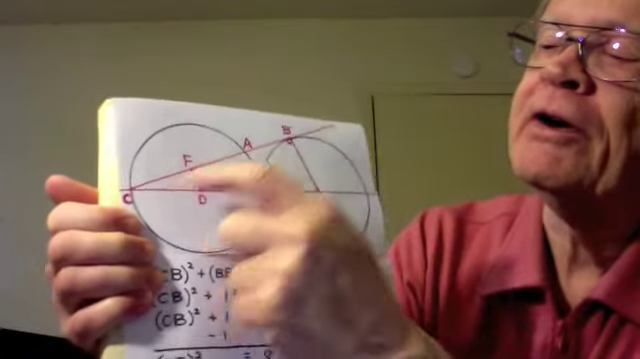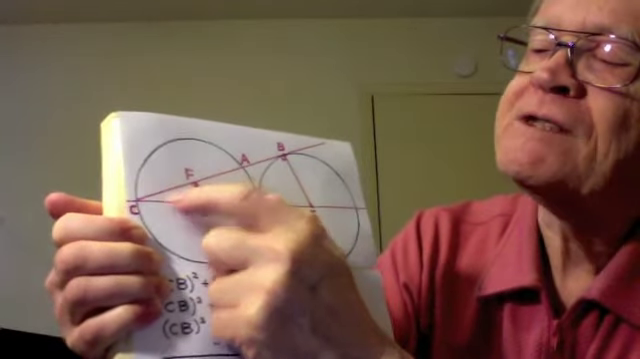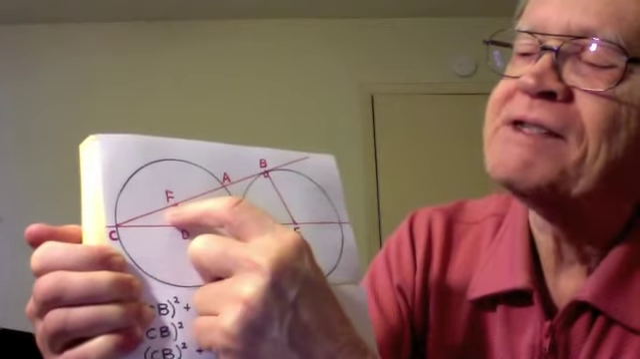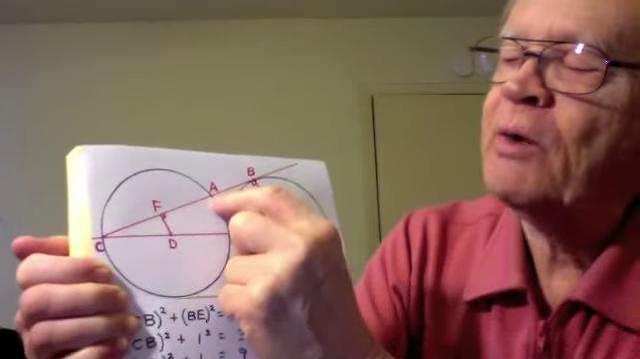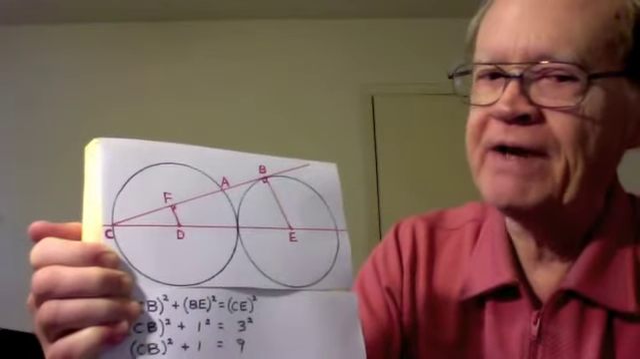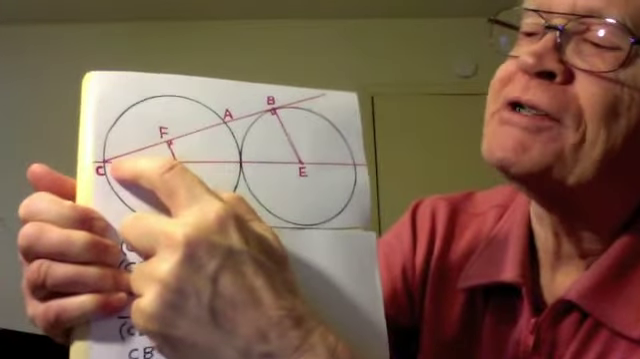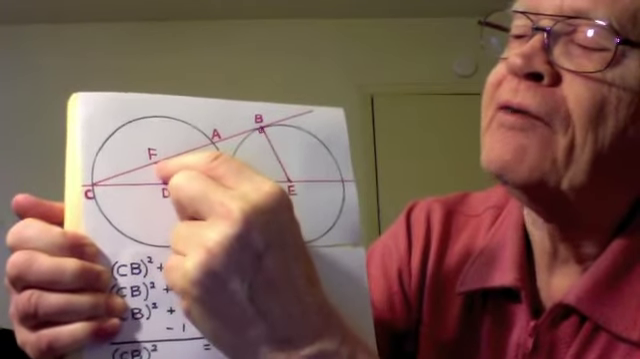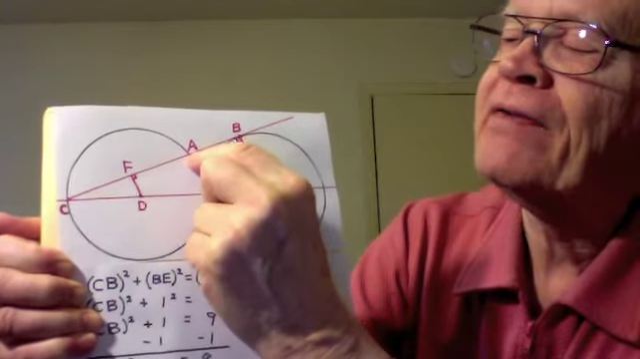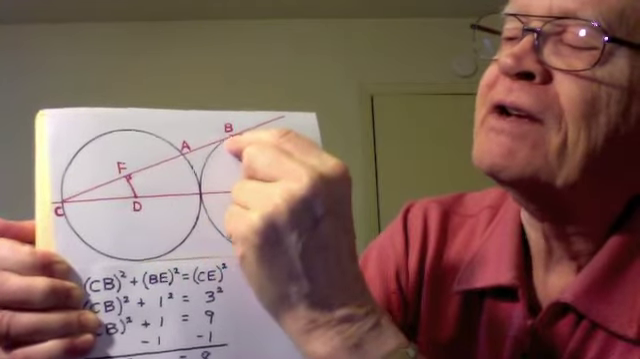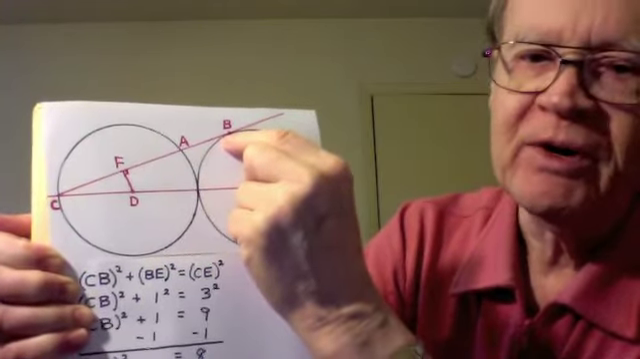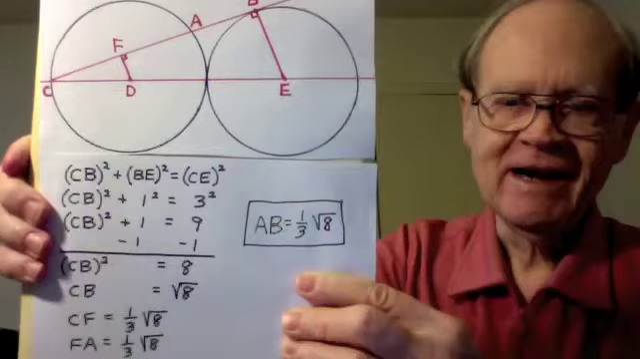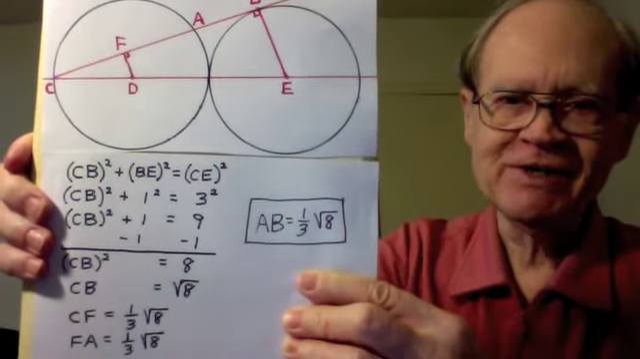But as I said earlier, F splits CA in half, so FA has the same length as CF. So FA also is 1/3 the square root of 8. And that means we have thirds here for the entire segment CB. 1/3 of the length, another 1/3 of the length, and the remaining 1/3 of the length. So AB also is 1/3 the square root of 8. And so that is the answer to the question of this challenge.